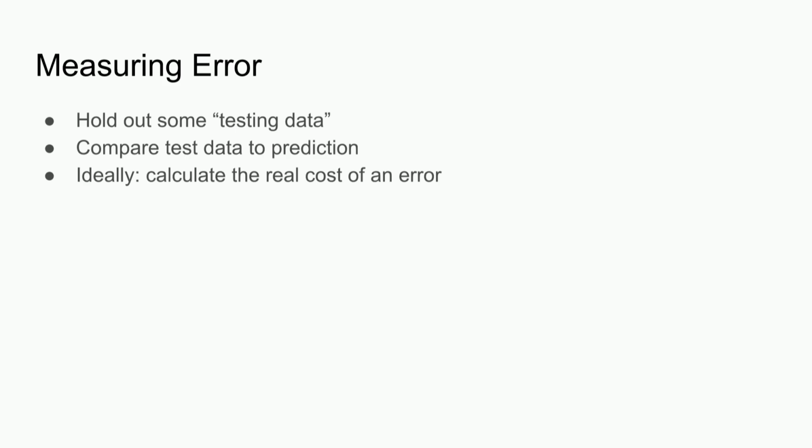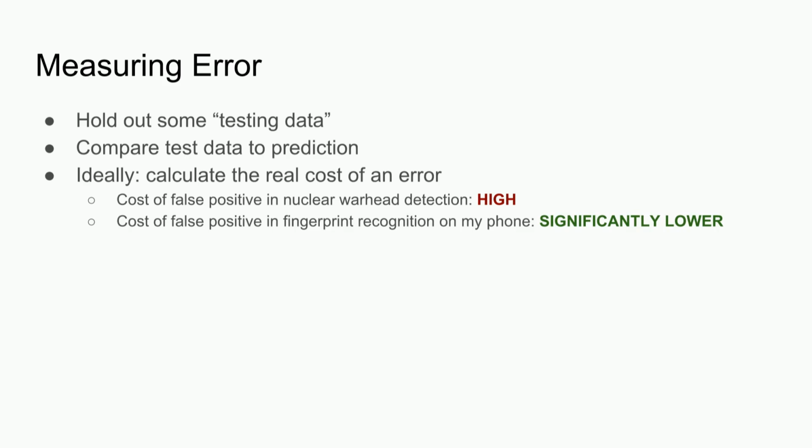So if I was designing a system that could tell from radar data whether a nuclear warhead was headed toward the United States, and I said there was one and there actually wasn't one, that would be a huge mistake. Probably a lot of people would die, maybe everybody. However, if someone is able to fingerprint into my phone, that is a much lower cost than literally the destruction of the human race. It's basically going to be some dank memes are going to get out there, and that's not really going to change the world that much.